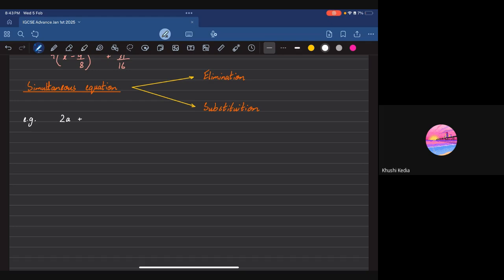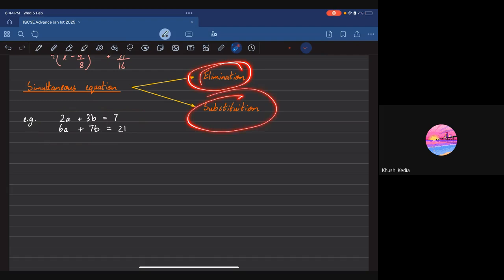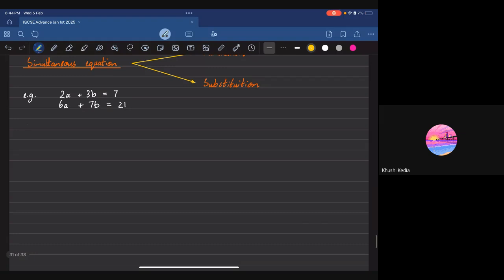2a plus 3b is equal to 7. 6a plus 7b is equal to 21. These are the two equations you have. Now I'll solve both of them using both the methods. First, let's try to use elimination.